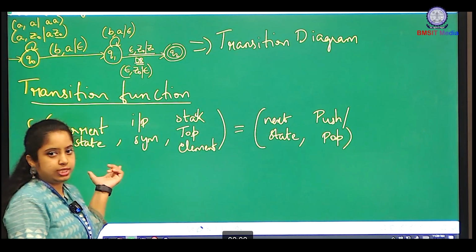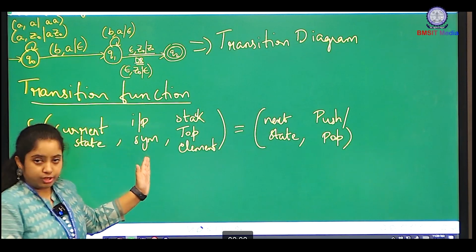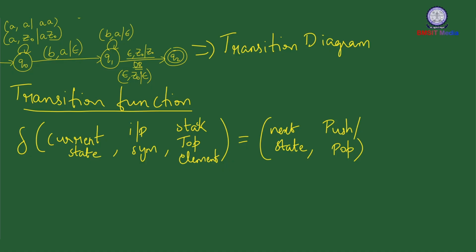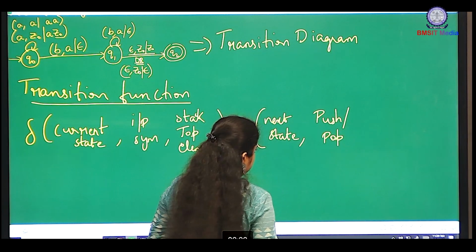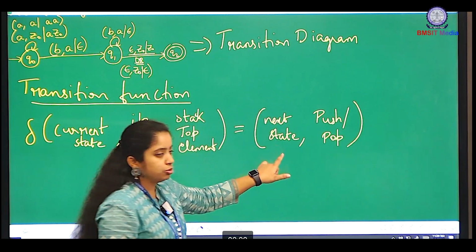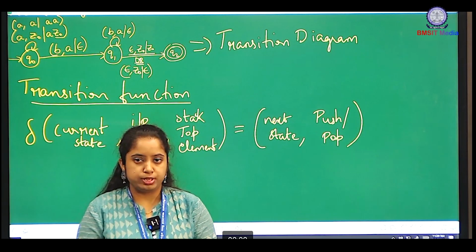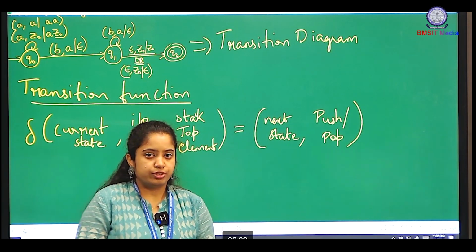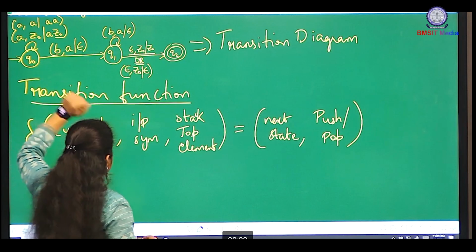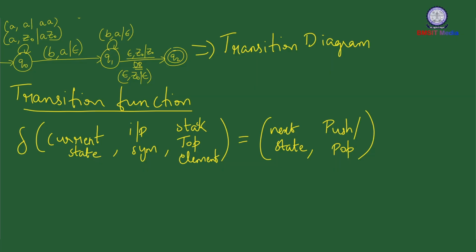You have to mention the current state, the input symbol you are reading, what is on the stack, which state you go to, and the push or pop operation. You need to mention this in your transition function. So, we will see how to write the transition function for this already designed PDA.